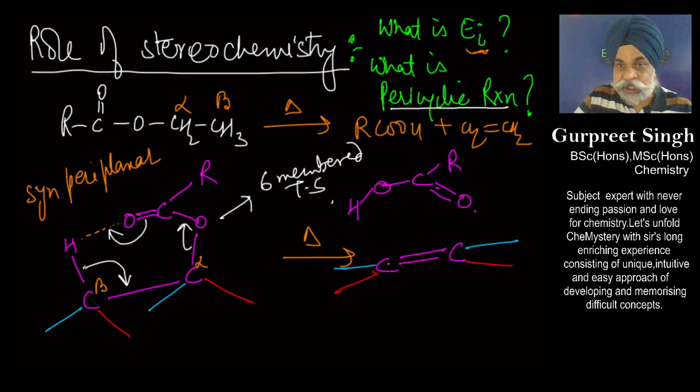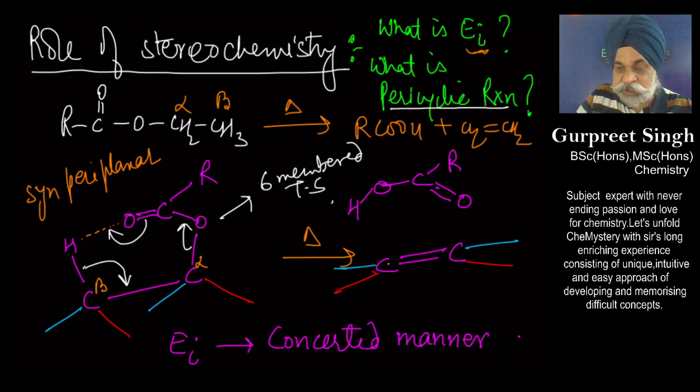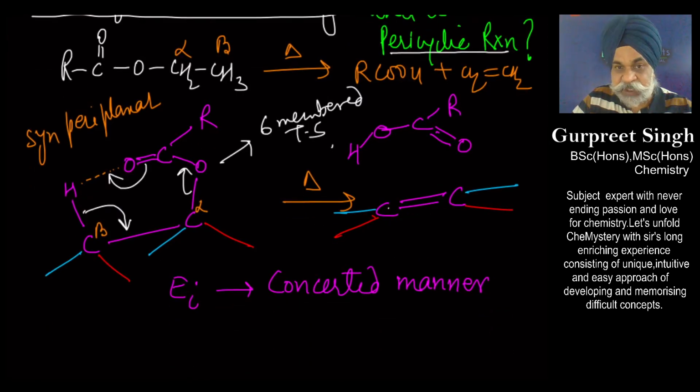So let me explain once again what I did. This is called EI elimination, elimination internal within the molecule, and that too happened in a concerted manner. A concerted reaction, or concerted pathway, is the one in which bond breaking and making took place simultaneously, because the reaction has gone through a transition state. So the reaction which goes through a transition state is a type of reaction which we named pericyclic reaction.